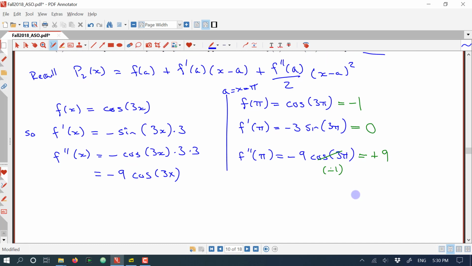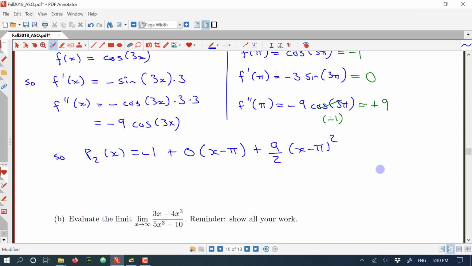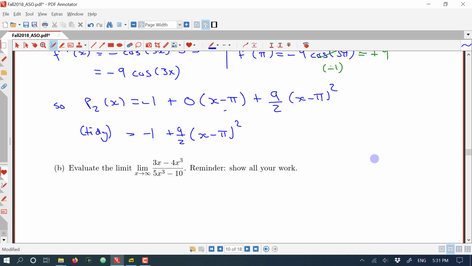All right, putting those ingredients together, we now have the three function values: function, derivative, second derivative. A is pi everywhere, so we simply write out our Taylor polynomial of degree 2 as minus 1 plus 0 times x minus pi, plus 9 over 2 times x minus pi squared. And if you want, there's an optional tidying that we can do here, which is negative 1 plus 9 halves x minus pi squared. Just noting the 0 term does not play a role in the final answer.